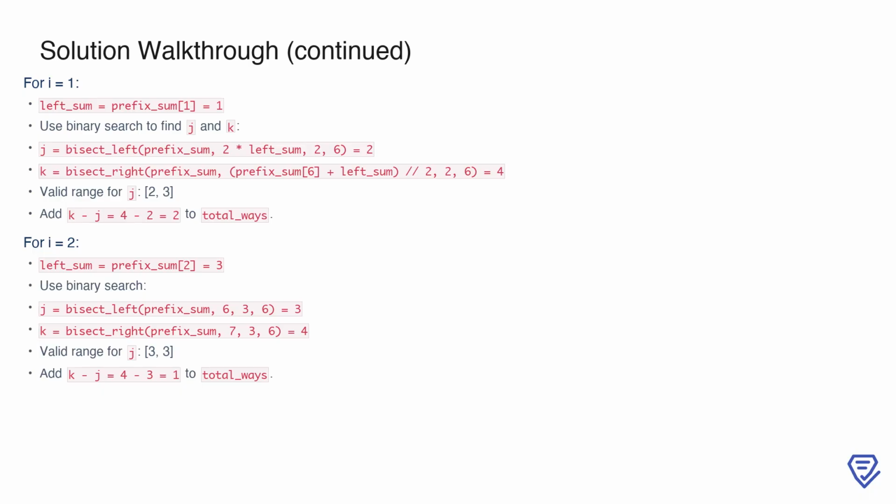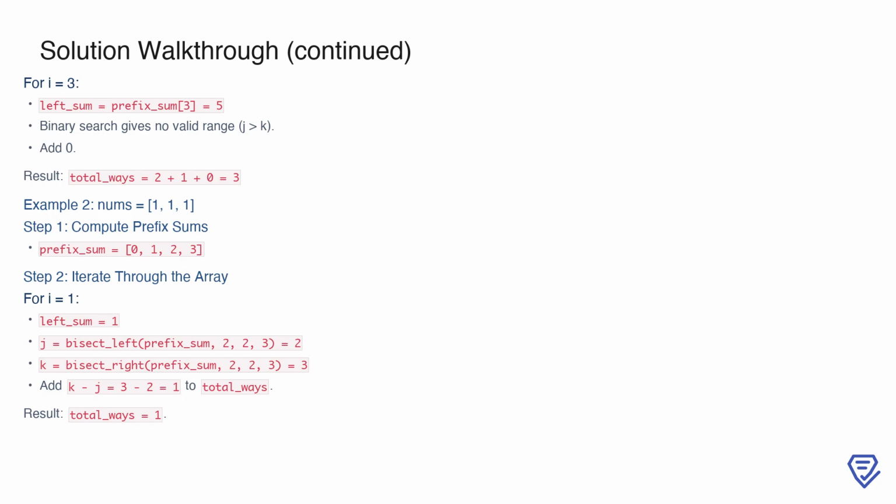Next, for i equals 2, the left subarray sum is 3. Using the same binary search approach, we find j equals 3 and k equals 4, giving a valid range of 3, 3. This contributes an additional 1 to the total. So far, the total number of ways is 2 plus 1 equals 3. For i equals 3, the left subarray sum is prefix sum 3, which equals 5. Here, binary search fails to find a valid range because the condition j less than or equal to k is not satisfied. This means no valid splits exist for this iteration, and we add 0 to the total.